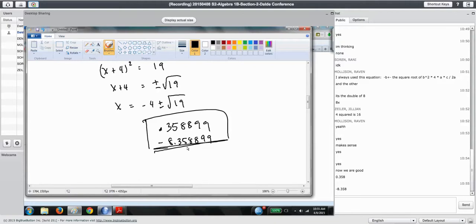Because they didn't come out to be nice, pretty numbers. If they did come out to be nice, pretty numbers, I would have been able to factor this, no problem. But since they didn't, I couldn't factor this. I had to use this complete the square method.